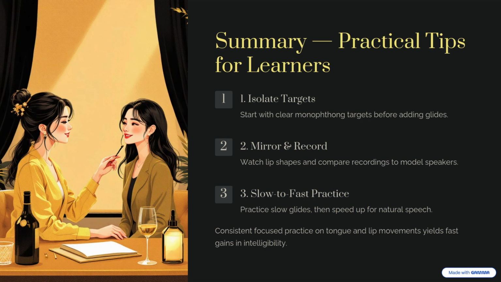First, practice individual vowel sounds clearly before combining them. Second, use a mirror or record your voice so you can observe your lip and tongue movements. Third, practice slowly at first, then increase your speaking speed. Consistent practice will significantly improve your pronunciation clarity and intelligibility.